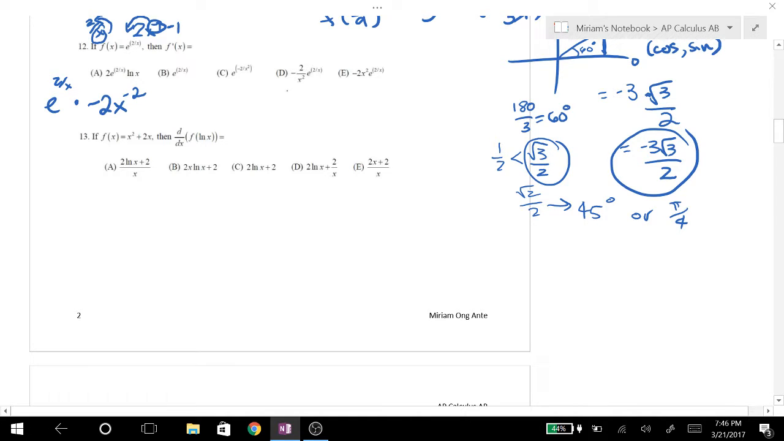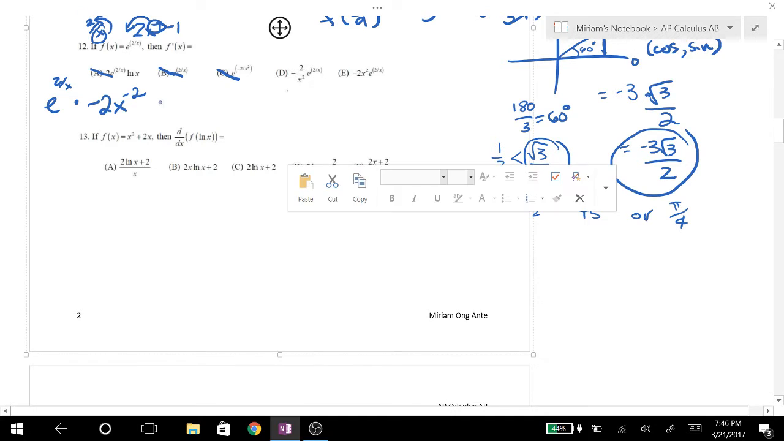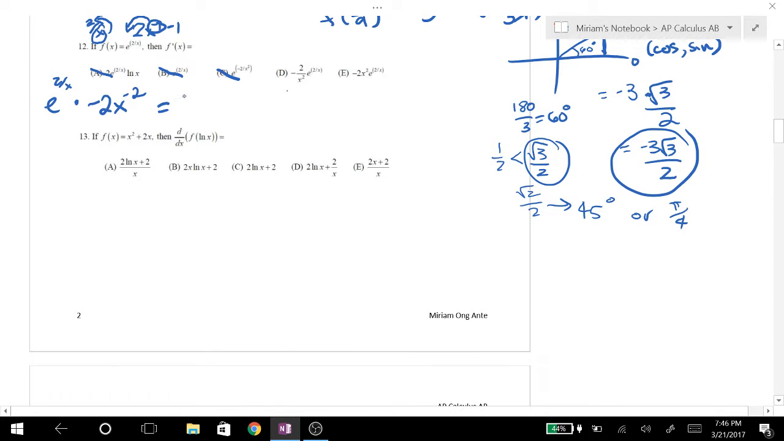Okay, so I know my answer has to have a negative 2 in it. I can cross C off, B off, and A. I'm left with either D or E. And I know that this is equivalent to negative 2 over x to the second, e to 2 over x. And I'm golden.